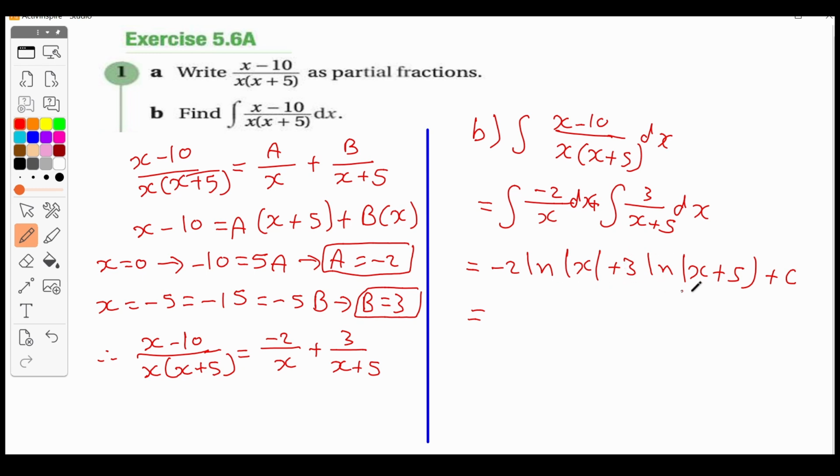This one is negative, meaning minus. We know that ln minus ln will be ln of the division. So we can write this one first because it's positive, and this one second because it's negative. So we can take this one down. So the final answer will be ln of the modulus of x plus 5 to the power of 3, because here it is 3 ln, divided by x to the power of 2. We can remove this modulus here because of the power of 2, then plus c. This is the answer of question 1a and b.